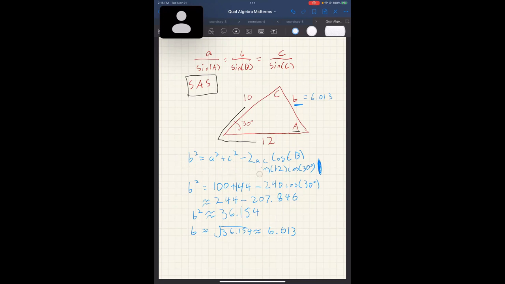So if we clear up some room, I still need to figure out what angle A and angle C are supposed to be.